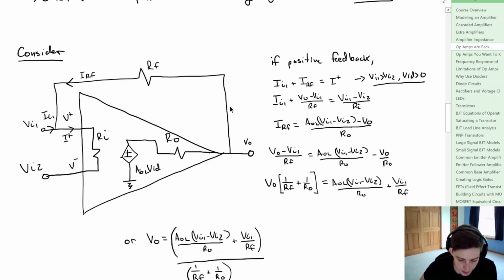So what we're going to do is consider a positive feedback op amp. Now, the internals of the op amp are generally given like this, where it looks a little bit like our differential amplifier. This is not what's in the op amp. I want to make that very clear. This is just a representation.